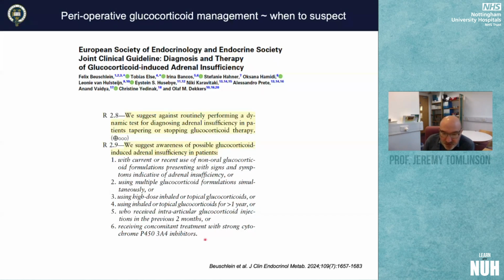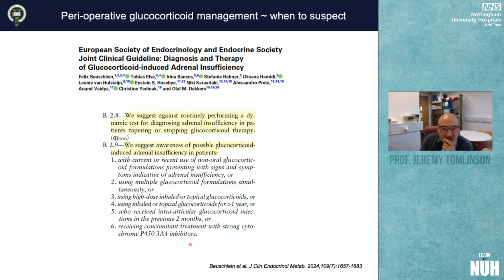And those who are on cytochrome P450 CYP3A4 inhibitors. CYP3A4 is critical for the metabolism of exogenous glucocorticoids, and therefore if you're on an inhibitor of CYP3A4, the steroids that you've been given have a more potent action and a prolonged half-life, and therefore are more prone to cause adrenal insufficiency.